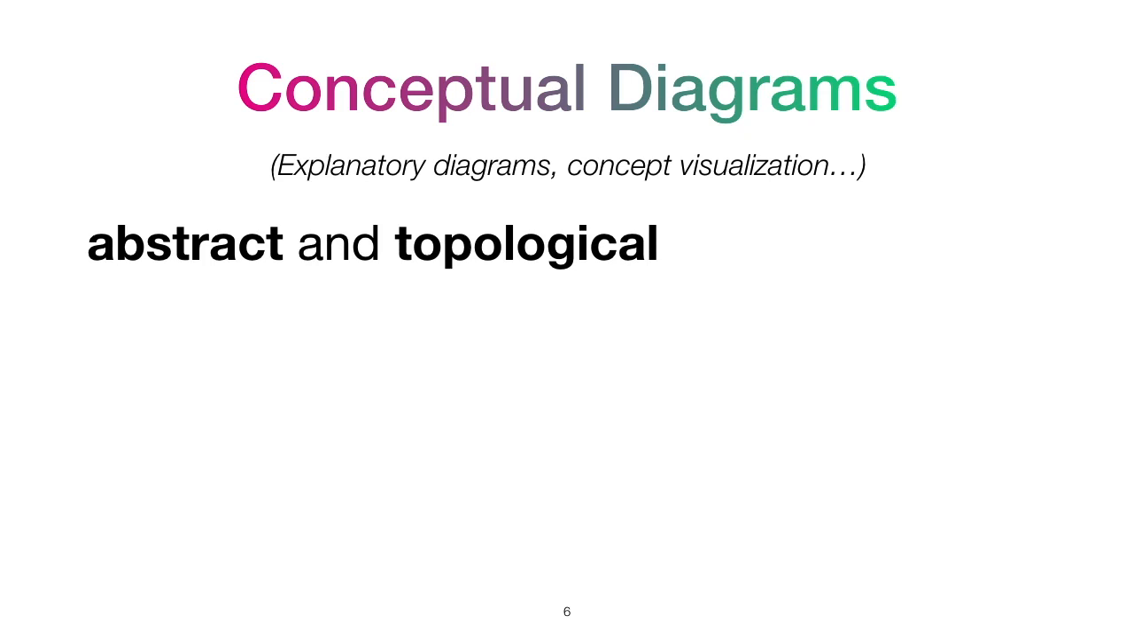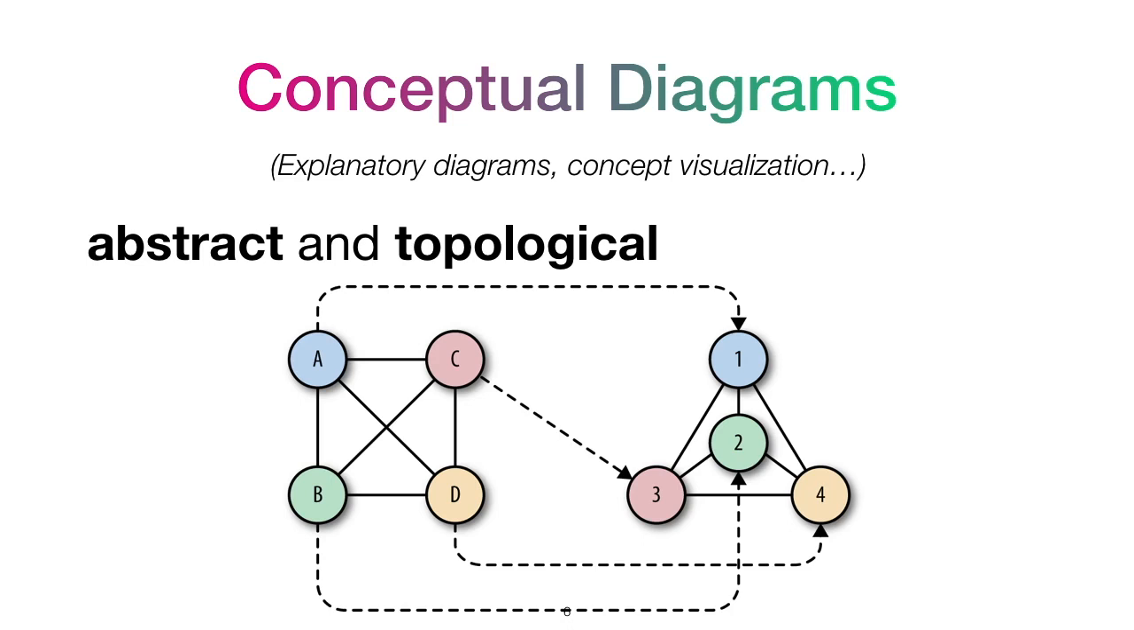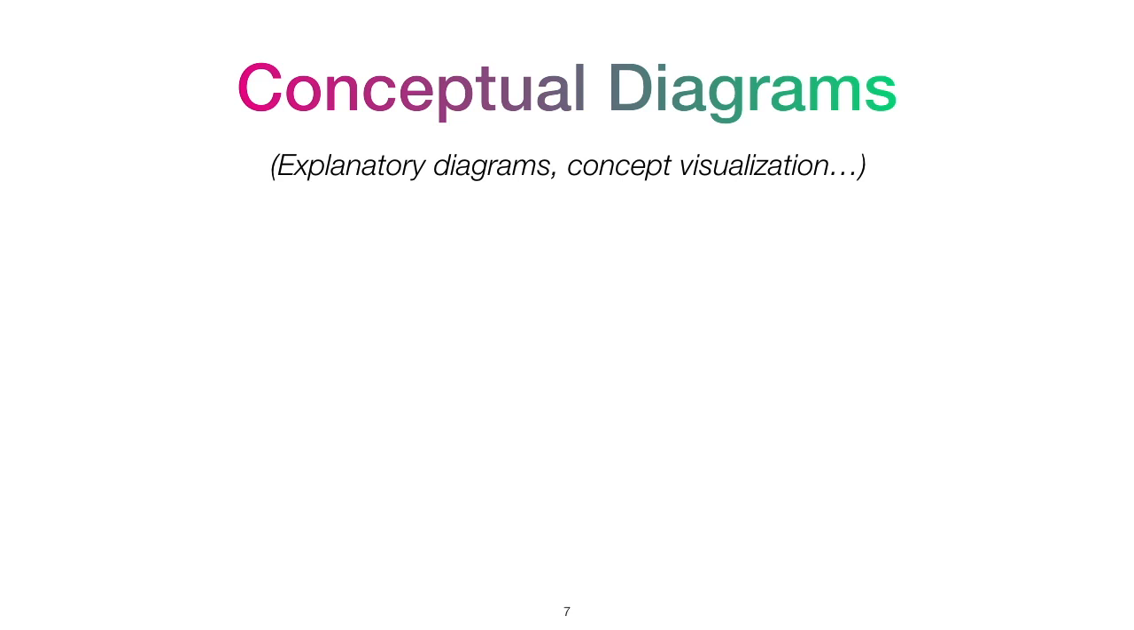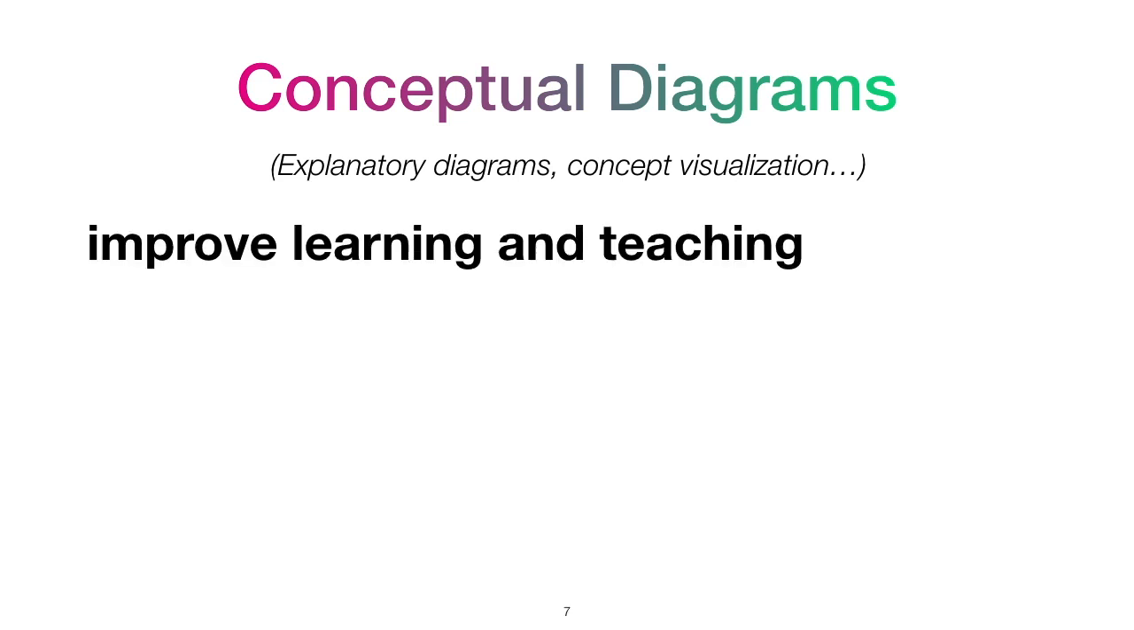Conceptual diagrams tend to be abstract and topological, in that the physical placement of shapes and labels doesn't matter as much, as long as it illustrates the same concept. Consider a graph showing how some nodes connect. The change of the node positions doesn't really change the meaning of the diagram. The relationships are topological.